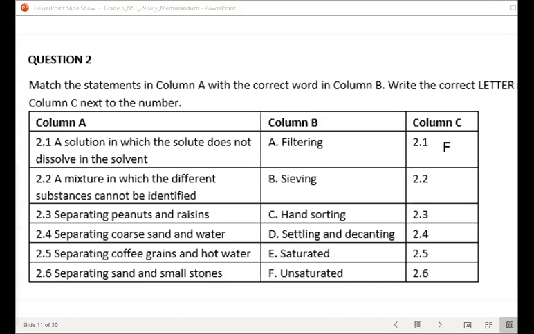Mahlore is saying that question 2.1 was supposed to be saturated. All right, we'll check that now. And then, okay, let's go back to question 2.2. Do you have an answer there?